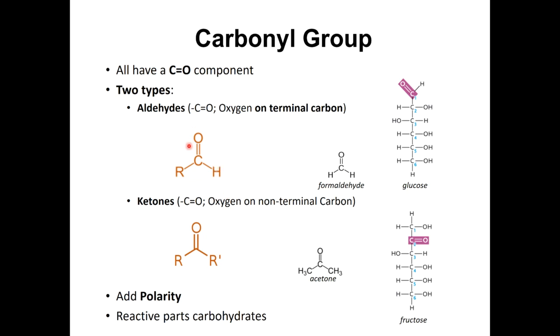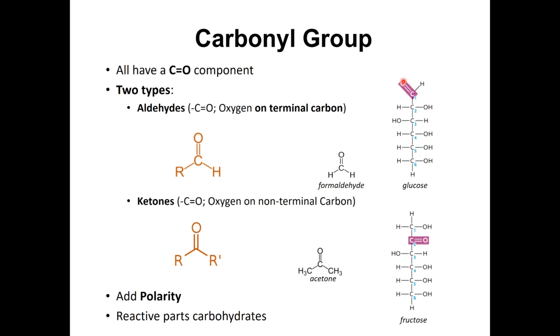Whereas if this carbon with a double bond to oxygen is found within a chain, such as, for example, here in fructose, you can see this is not a terminal carbon. It's attached to a carbon on one side and another carbon on the other side. So in this case, you will refer to this carbonyl group as a ketone.